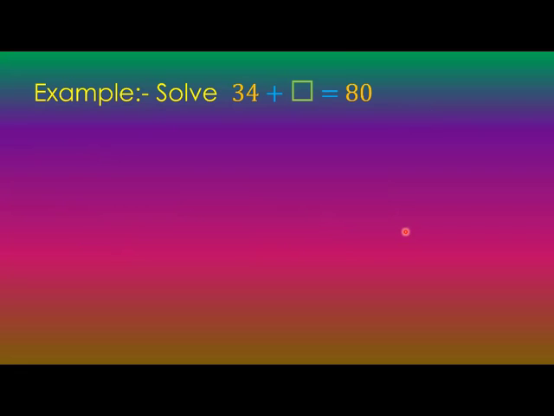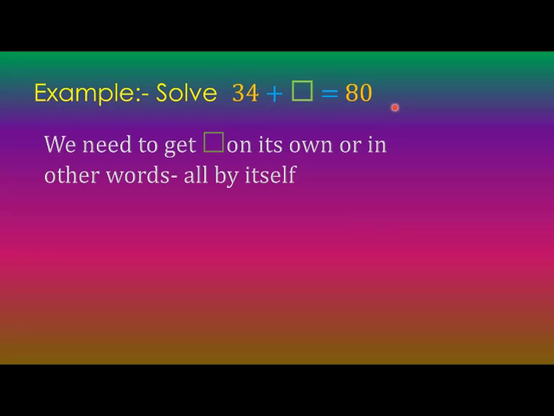Let's look at the following equation and let's solve it. Solve 34 plus the missing number symbol equals 80. As you recall, we previously did this a few seconds ago, using the counting on method. We need to know how to get the missing number symbol on its own, or in other words, all by itself. So here is the equation again. 34 add the missing number symbol equals 80. And we need to get this symbol on its own, all by itself.